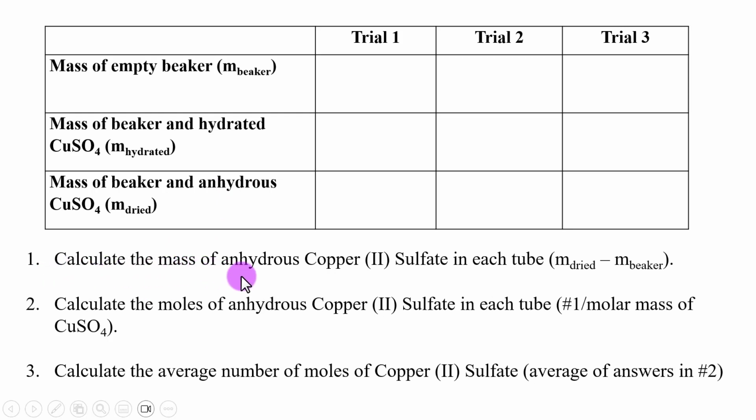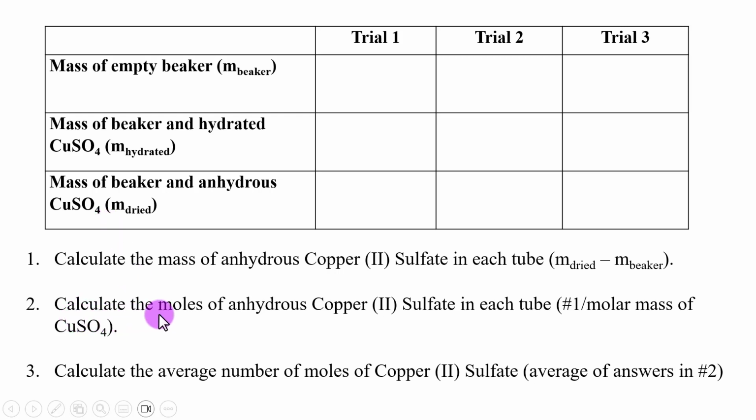First question, calculate the mass of anhydrous copper 2 sulfate in each beaker. So you will take the mass of the dried minus the mass of the beaker, and this will give you the mass of just the anhydrous copper 2 sulfate.